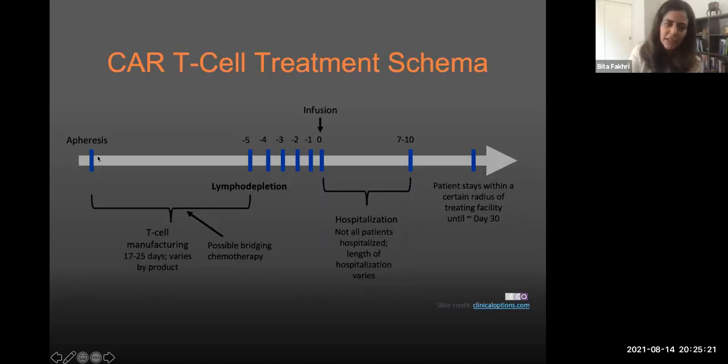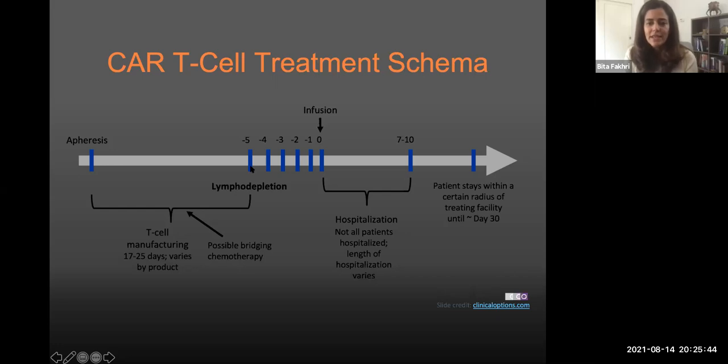So here you see apheresis. This is where we collect the T cells, send them to a manufacturing center to build the CAR T cells. It takes about 2 to 4 weeks, and the majority of patients need some sort of bridging chemotherapy or targeted therapy or radiation therapy.